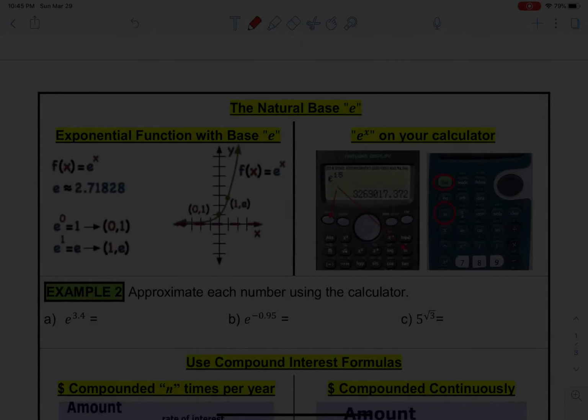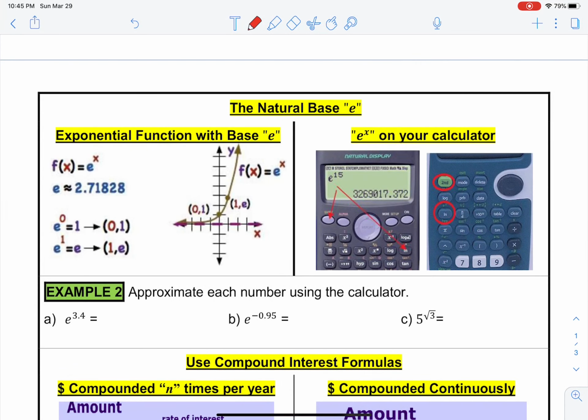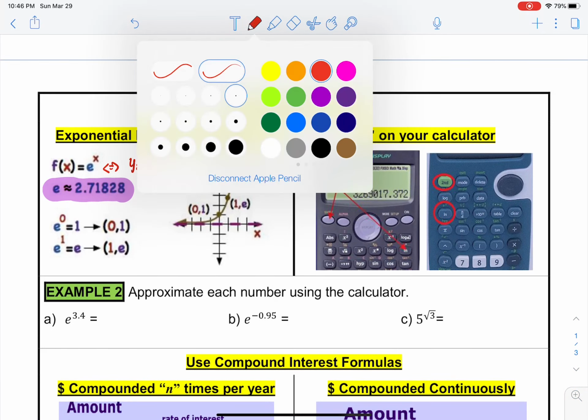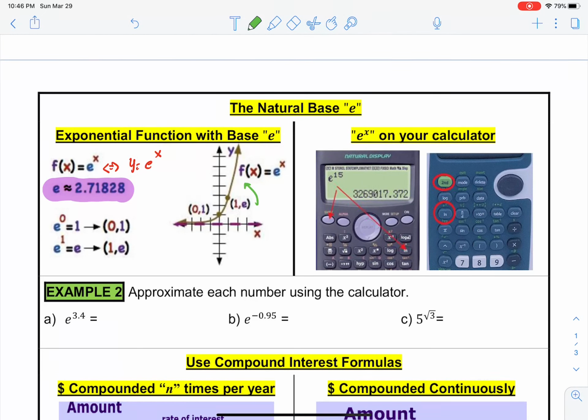So, in the previous problem, the base was 3. We have a specific base called the natural base, which is denoted by the letter e. So the function y equals e raised x, or f of x is equal to e raised x, is the natural base exponential function. And what is the value of e? The value of e is 2.71828.